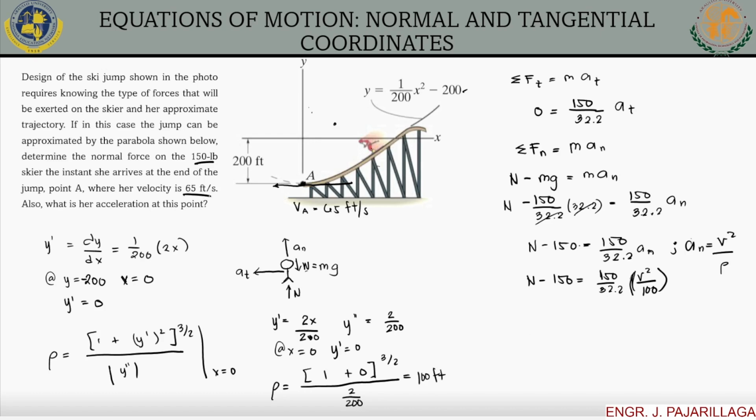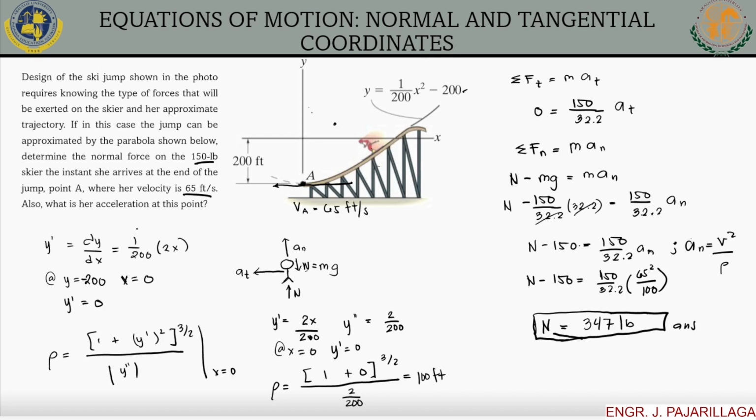We have the velocity 65. So, substitute na natin dito. 65 squared. Therefore, you can solve for N. That is equivalent to 347 pounds. We have to determine the normal force. Ayun na, yung normal force. Okay? So, this is your answer for the normal force.